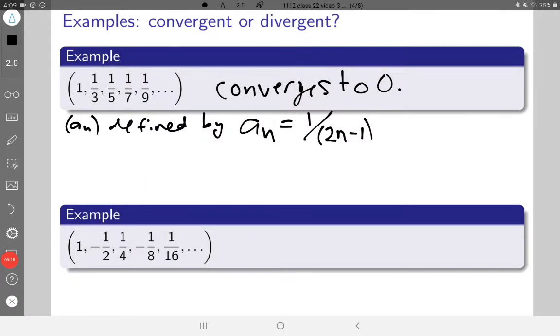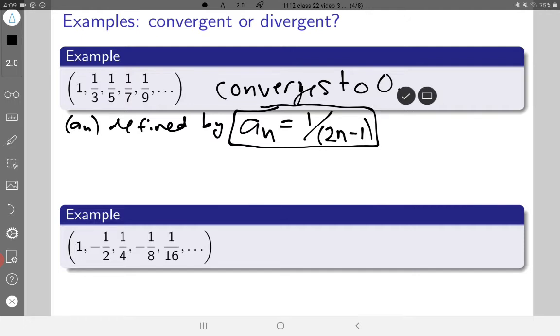Here's a way to give an explicit formula for the terms of that sequence. It's essentially 1 over the odds. I know I didn't write it this way, but you could always think of 1 as 1 over 1. And so a 1, a third, a fifth, a seventh, a ninth, those are all 1 over the odd whole numbers. So a way to generate odd whole numbers like that is with the 2n minus 1 pattern.